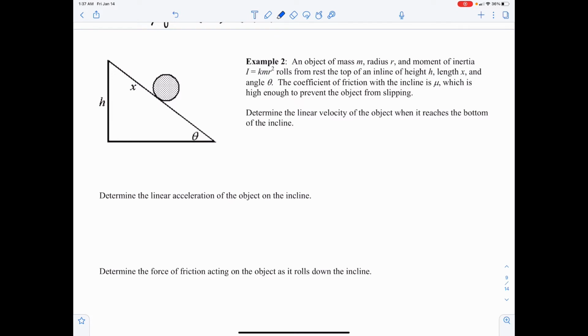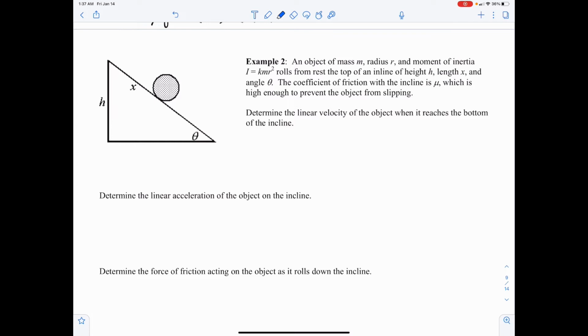Okay, example 2. An object of mass m, radius r, and moment of inertia I equals k mr squared rolls from rest at the top of an incline h, length x, and angle theta. The coefficient of friction with the incline is mu, which is high enough to prevent the object from slipping. Determine the linear velocity when it reaches the bottom.